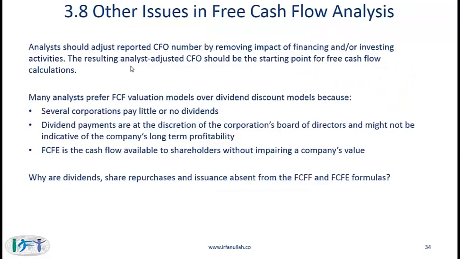Okay, coming to the last segment of section 3, other issues in free cash flow analysis. Analysts should adjust the reported CFO number by removing the impact of financing or investing activities. The curriculum refers to these as contaminations. You are starting out with a CFO number which has been created based on US GAAP or IFRS, so that is the reported number. But if you are coming up with a CFO in order to do valuation, then you need to remove any impact of financing or investing that might have crept into the reported number. So remove those contaminations and then you have a clean CFO number. Use that as a basis for your valuation.